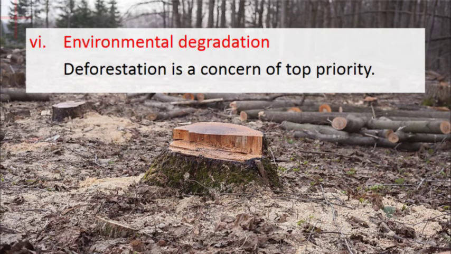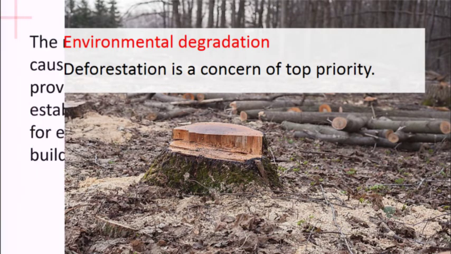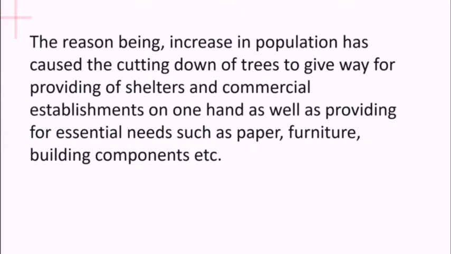Next, 6. Environmental degradation. Deforestation is a concern of top priority. The reason being, increase in population has caused the cutting down of trees to give way for providing shelters and for commercial establishments on the one hand, and further for providing the essential needs such as paper, furniture, building components for people. This leads to intense heat directly touching the earth's surface and increasing the ground temperature.